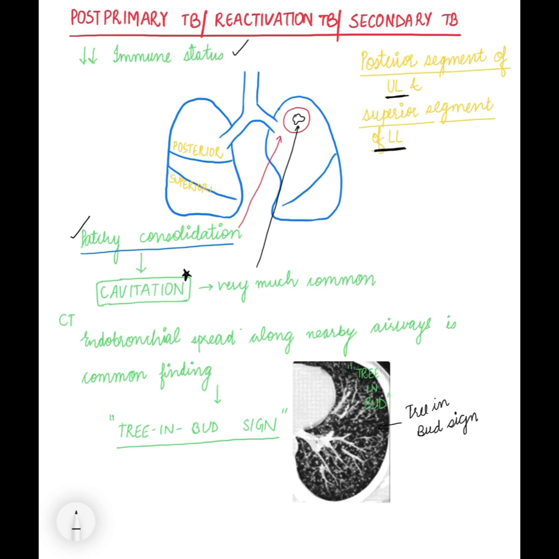Tree-in-bud is basically multiple areas of centrilobular nodules with a linear branching pattern.